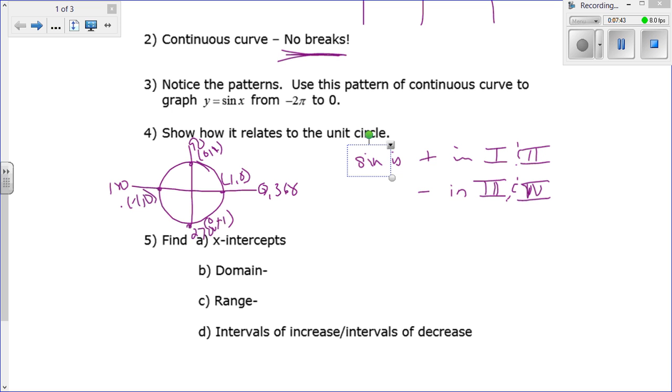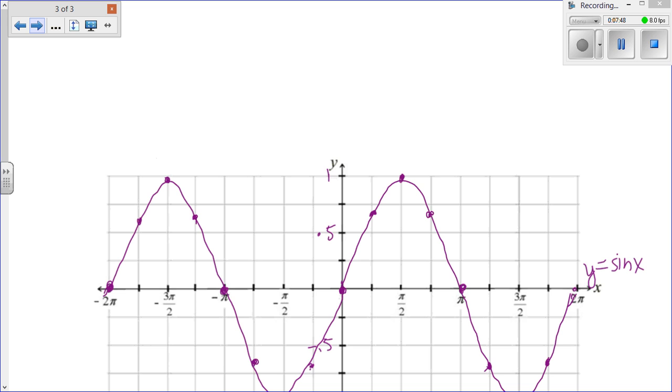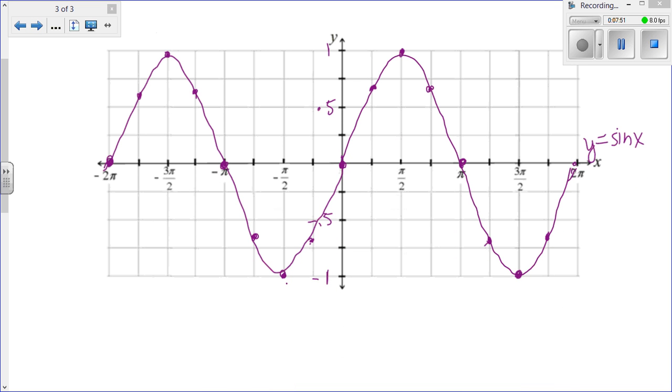Okay, so let's go back to our graph. And if we look at our graph here, 0 to pi over 2 is quadrant 1, pi over 2 to pi is quadrant 2, pi to 3 pi over 2 is quadrant 3, and 3 pi over 2 to 2 pi is quadrant 4. I've kind of just unrolled my unit circle onto my axes.